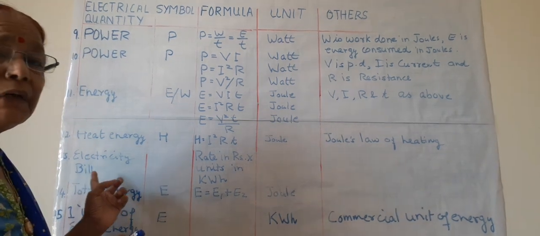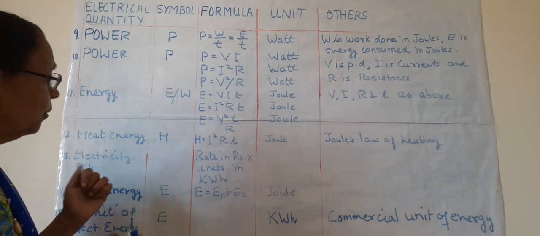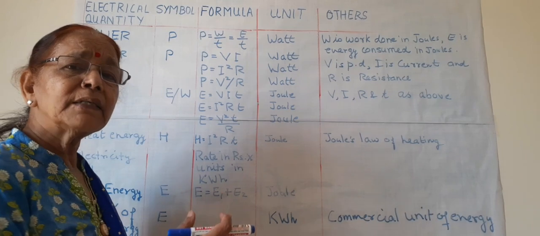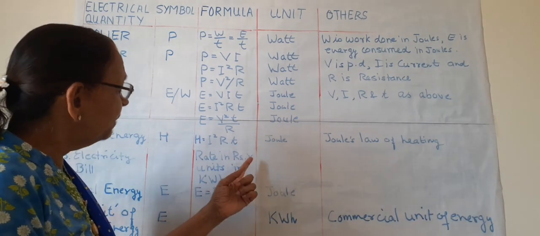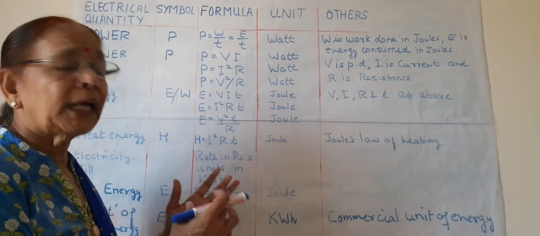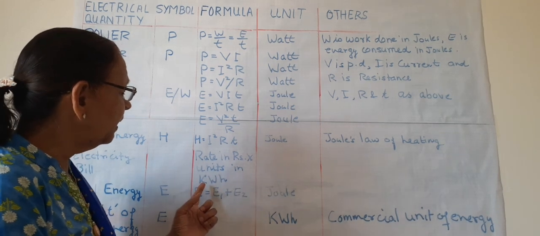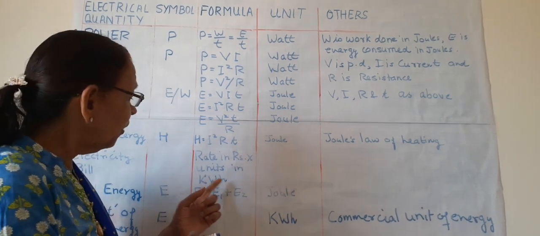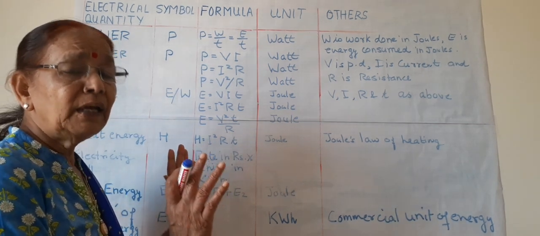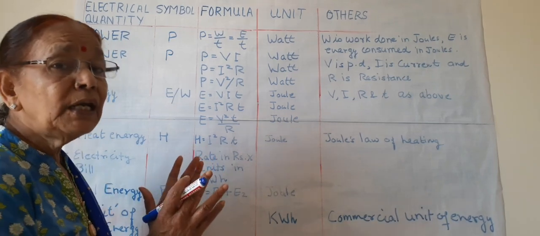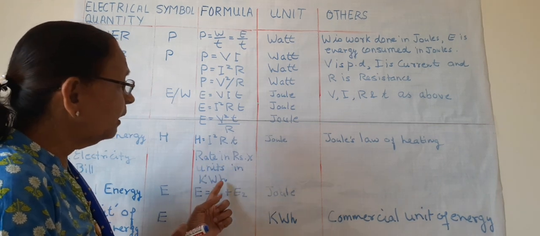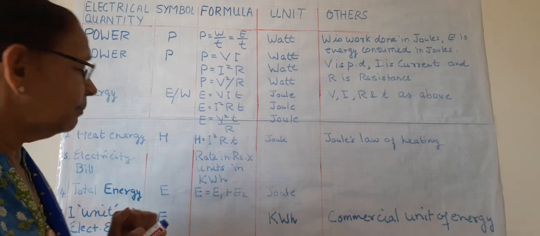Now if you want to calculate our electricity bill in our household, it is rate in rupees. It means if the rate of 1 unit of electricity is 5 rupees or 6 rupees, this will be multiplied by the total units consumed in that day or that month. So these units should be in kilowatt hour. Kilowatt hour is the unit of energy, not the unit of power, as we use energy in our household electric circuits. So rate into units in kWh, we can calculate the electricity bill.